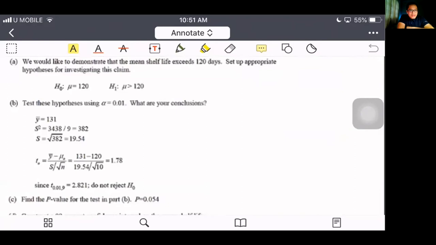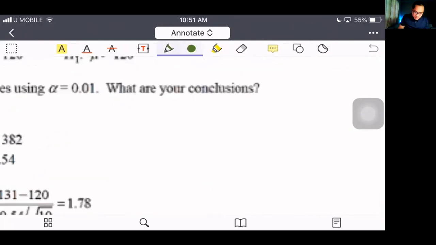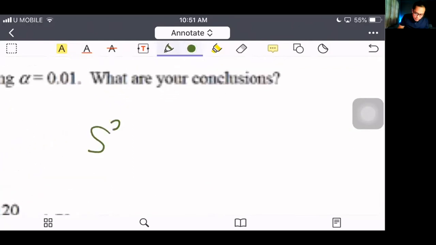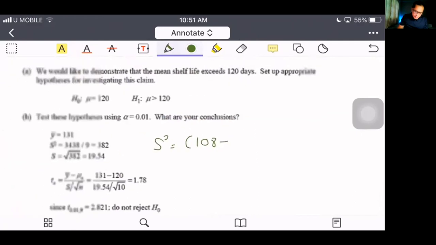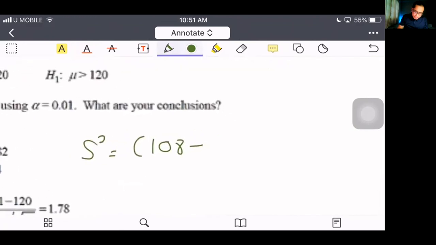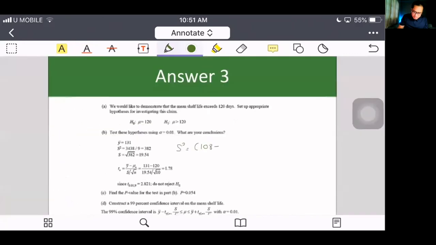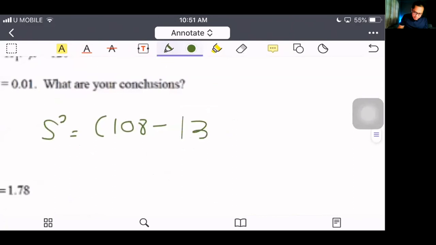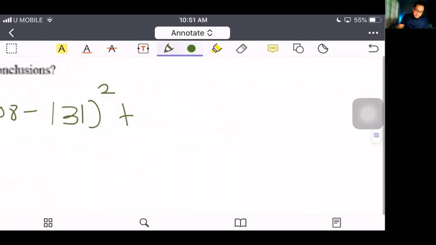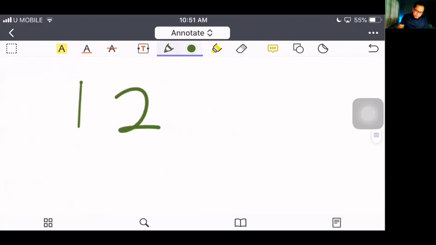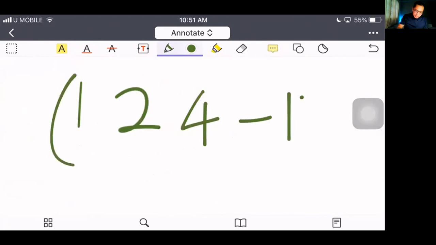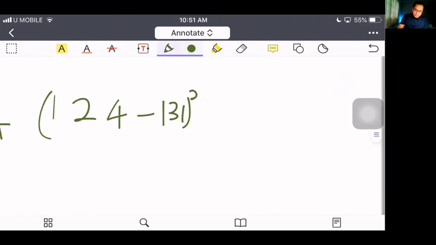Okay, where were we just now? Our first number was 1.108. In your exam or test, you can write it as squared in the bracket like this: 108 minus 131 squared, plus 124 minus 131 squared, plus.